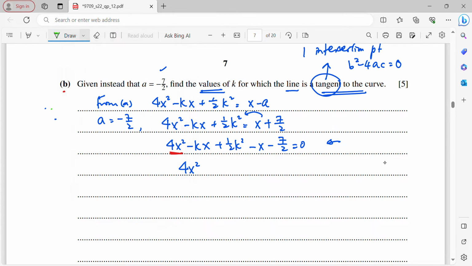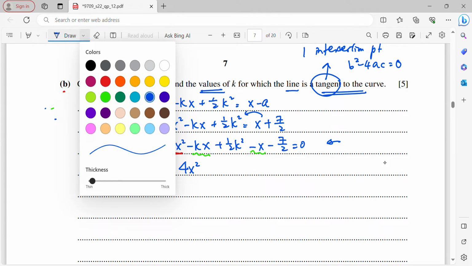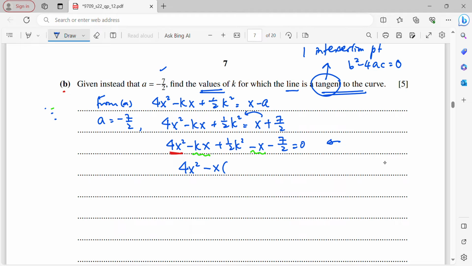Okay, now the term with the x will be the second and fourth term. So from here I may factorize the negative x, right, so negative x bracket k plus 1. Then the remaining two terms will be grouped together. That will be our constant in the quadratic equation.